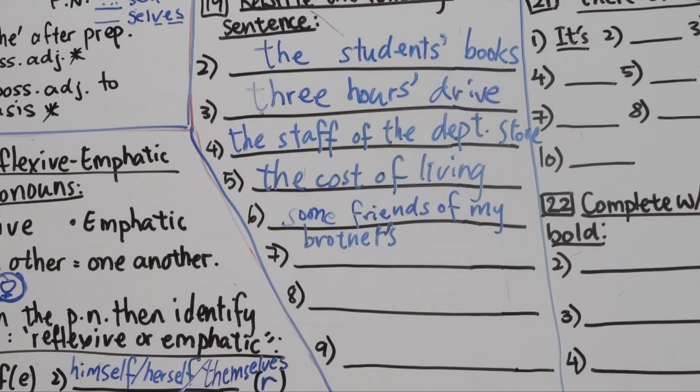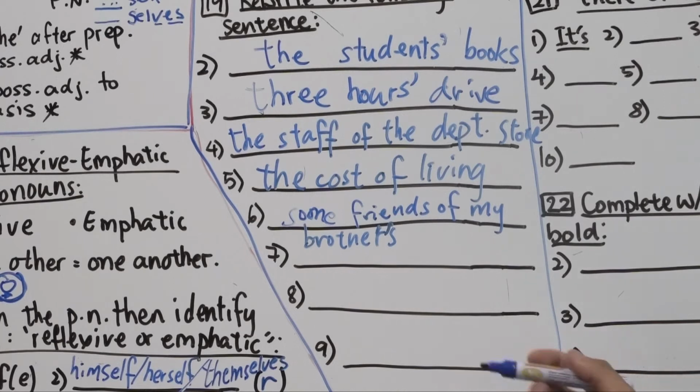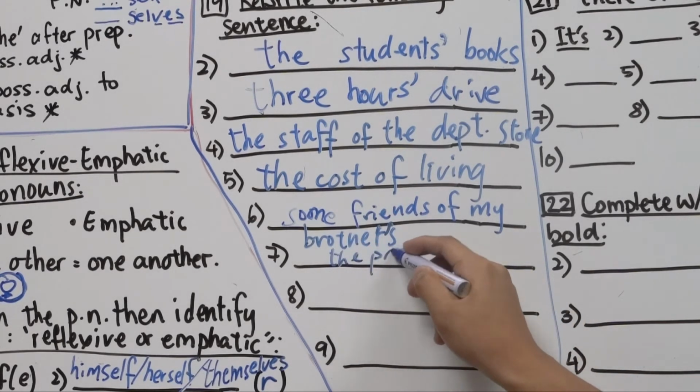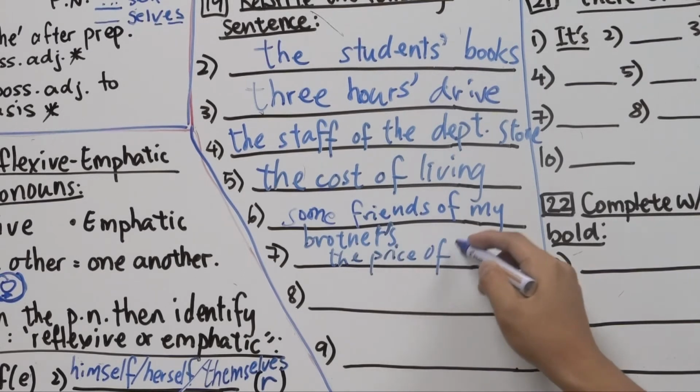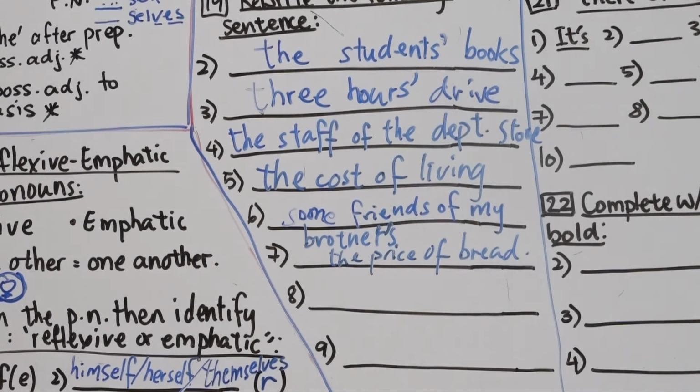Number 7, bread the price. Again, similar as living the cost, right? So the price of bread, not bread's the price, okay? We can say bread's price, the bread's price, but not bread's the price. So the price of bread. Okay? Good.